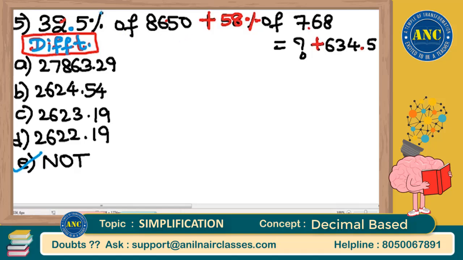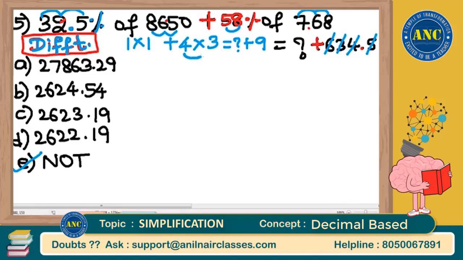32.5%. Percent means by 100. 100 digital sum is 1. So 32.5 is 3 plus 2 is 5, 5 plus 5 is 10. 10 digital sum is 1, into 8 plus 6 is 14. 14 plus 5 is 19. 19 digital sum is 1 again. So this is plus 5 plus 8 is 13. 13 digital sum is 4, into 7 plus 6 is 13. 13 plus 8 is 21. 21 digital sum is 3. Right hand side it is question mark plus 6 and 3, where 6 and 3 cancel, 5 and 4 cancel. So digital sum on the right hand side is 9, or it is 0.